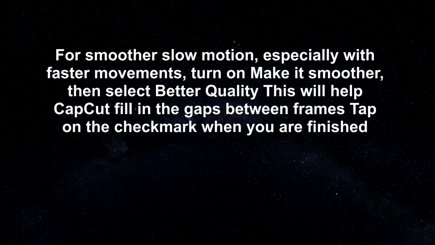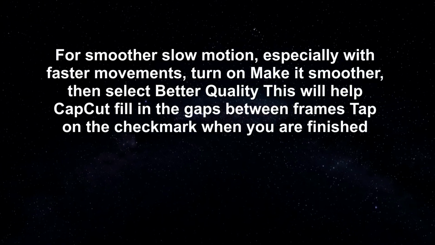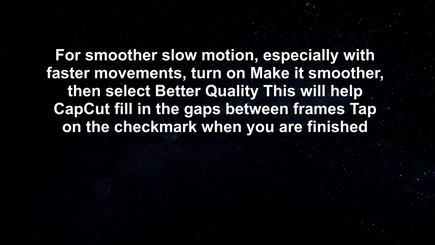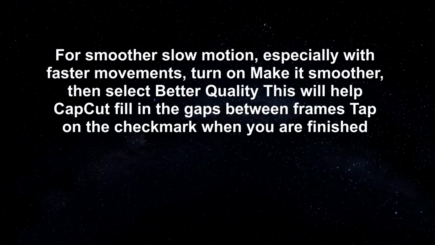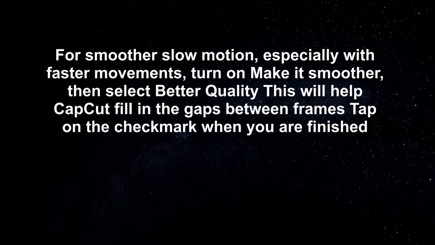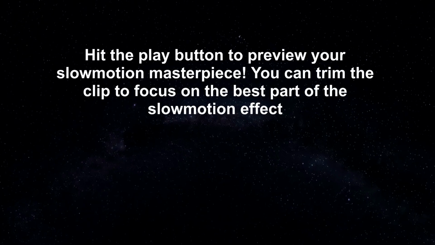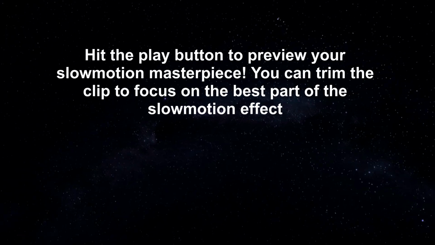For smoother slow motion, especially with faster movements, turn on Make It Smoother. Then select Better Quality. This will help CapCut fill in the gaps between frames. Tap on the checkmark when you are finished. Hit the play button to preview your slow motion masterpiece.